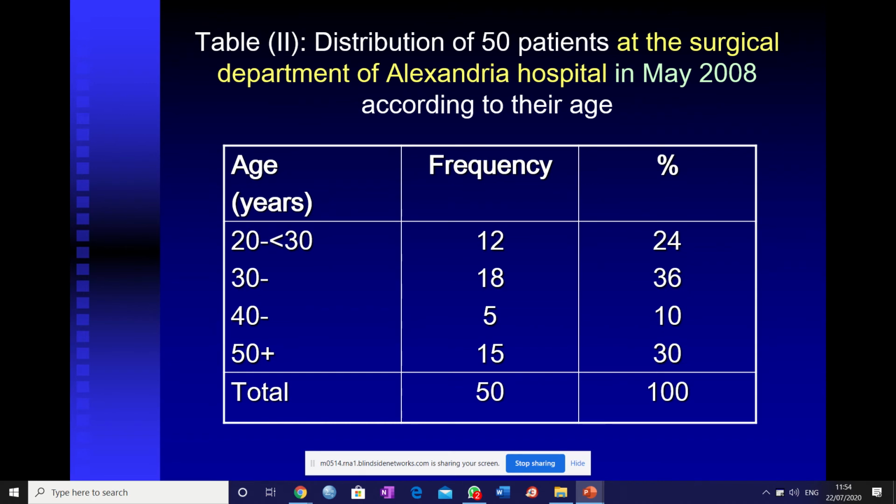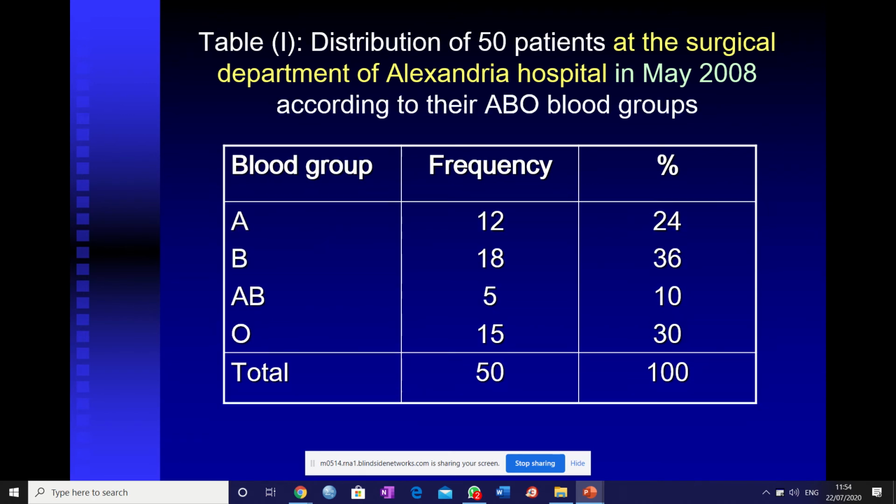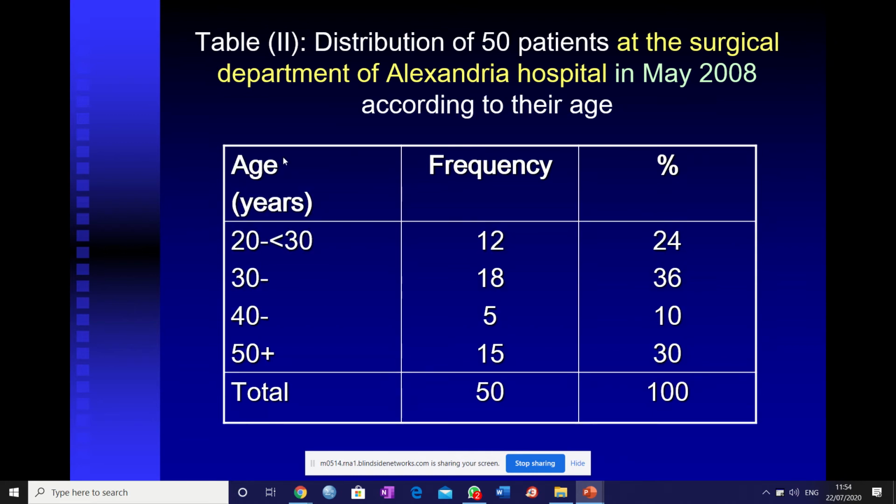We can have tables according to age. So in biostatistics, what we do, we have tables. This is a blood group table, okay? And here we have an age table. In this age table, we group people, okay? We always group people to get some information.